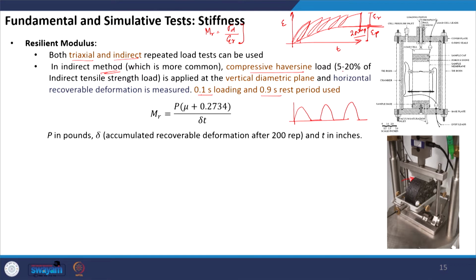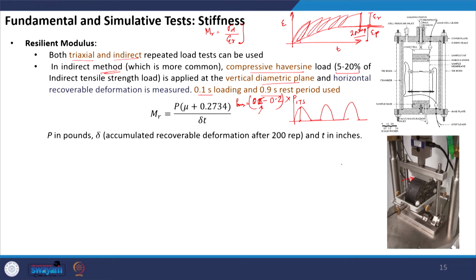The magnitude of load comes from the ITS test. So, how much load you are going to apply, what should be the maximum magnitude of load you are going to apply, that will be approximately 0.05 to 0.2 times the load I get in the ITS test. Typically, let us say 10% of the ITS value is taken as the loading in the resilient modulus test. The load is applied along the vertical diametric plane, this we already know.